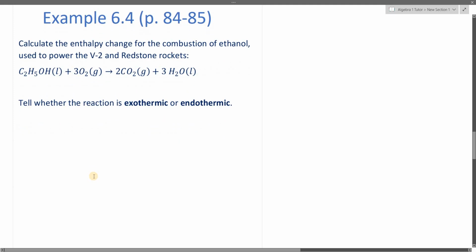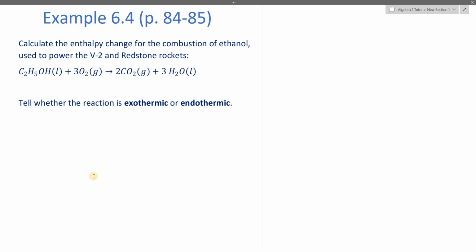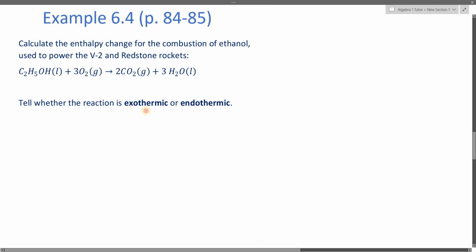6.4, this is an enthalpy of formation equation. You'll need the chart on the top of 84, but you'll need to do the problem elsewhere. So calculate the enthalpy change from the combustion of ethanol used to power the V2 and Redstone rockets. There is a reaction that's seen there. It's ethanol plus oxygen yields carbon dioxide and water. Then it asks us to tell if it's exothermic or endothermic. That question can be answered based on the sign.